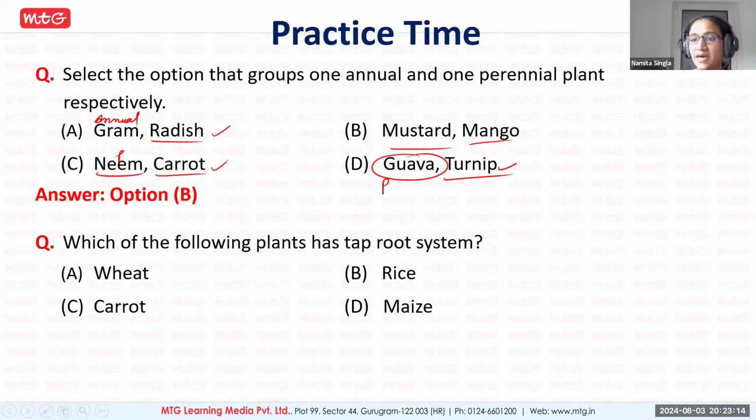Yes, can somebody figure it out? I told you cereals and grass seeds have fibrous root system. Ma'am, C option, carrot. Carrot has taproot system. Wheat, rice, and maize are cereals and they have fibrous root system.